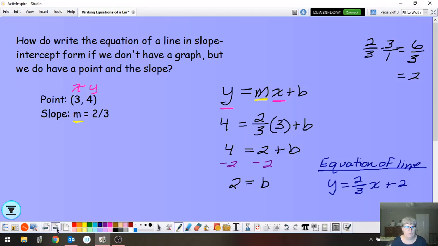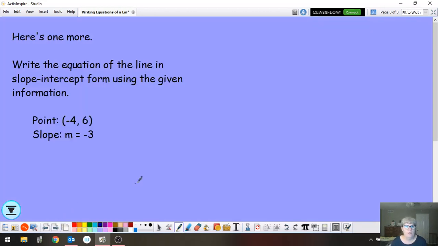Let's just practice with one more. Write the equation of the line in slope-intercept form using the given information. So again, let's start with y equals mx plus b. Identify the parts we have. So we have m, which is part of the equation. Our point has x and y, which is also in the slope-intercept form. So we have 3 pieces we can substitute. 6 will go in for y. -3 will go in for m. -4 will replace x, and we will solve for b.